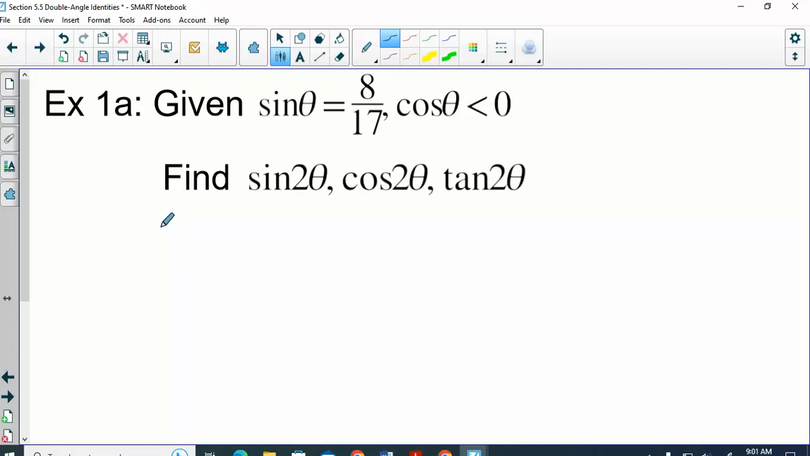So, this one says, I'm going to give you that sine of theta is equal to 8 over 17, and cosine theta is less than 0. I want to find sine, cosine, and tangent of 2 theta.